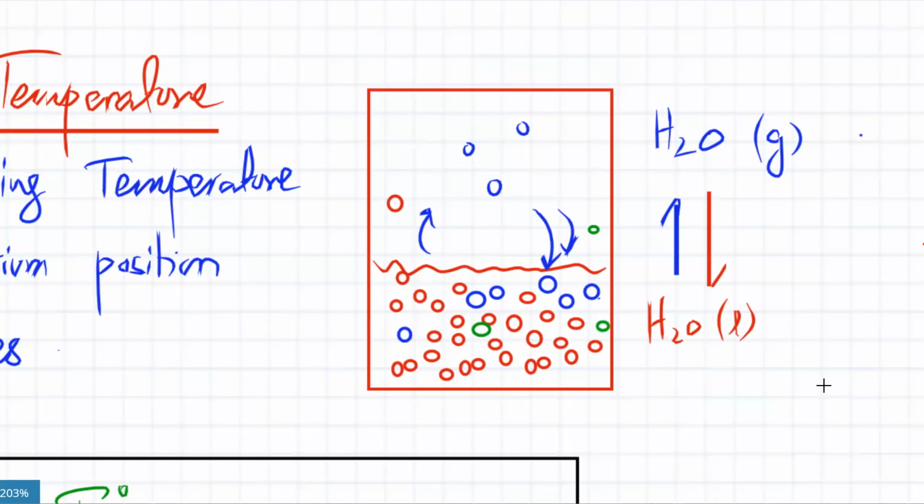ठीक है, अगले सेकंड फिर से 3 water molecules they got evaporated. ठीक है, so let's say they turned into vapor, they escaped the liquid. ठीक है, and at the same time 3 other water vapor molecules they condensed. तो क्या होगा, net quantity will still remain the same.